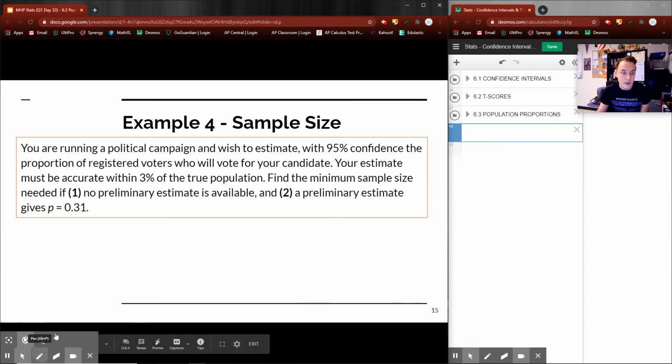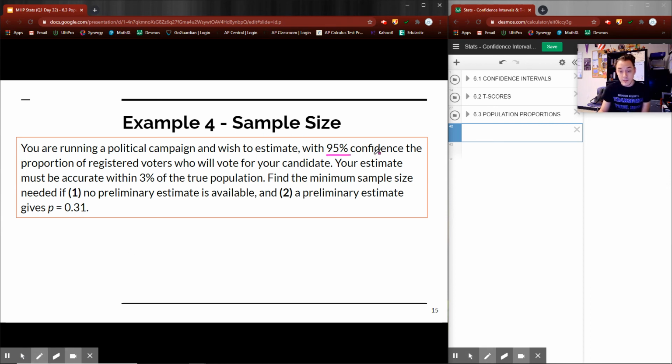You're running a political campaign and wish to estimate with 95% confidence the proportion of registered voters who will vote for your candidate. Your estimate must be accurate within 3%. So that's actually my margin of error there. That's what they're telling me. Find the minimum sample size from 1. No preliminary estimate is available. So we're going to stop there, and we're going to get to 2 in a little bit.